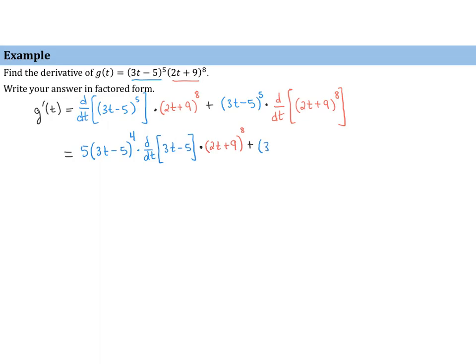plus, and now we carry down the first function in the product, and again we need to multiply by the derivative of the second function, which requires, again, the generalized power rule. So I'll ignore the inside function, bring down the 8 in front, lower the power on 8, and now because there is an inside function, I will take its derivative. So again, bring down the power in front, ignoring the inside function for a moment, lower the power, and now take the derivative of the inside function that I originally ignored.